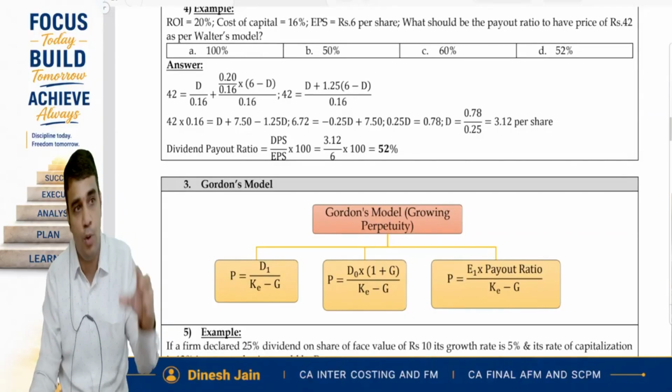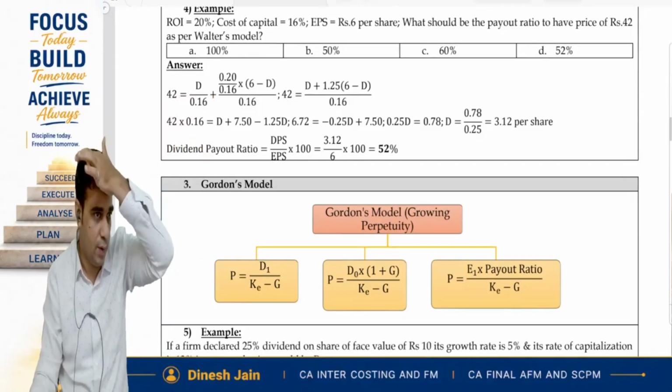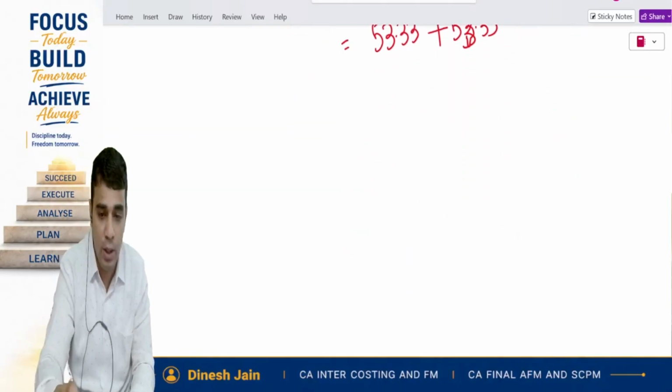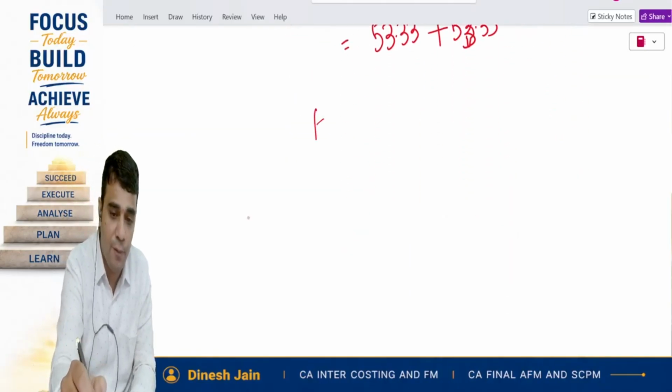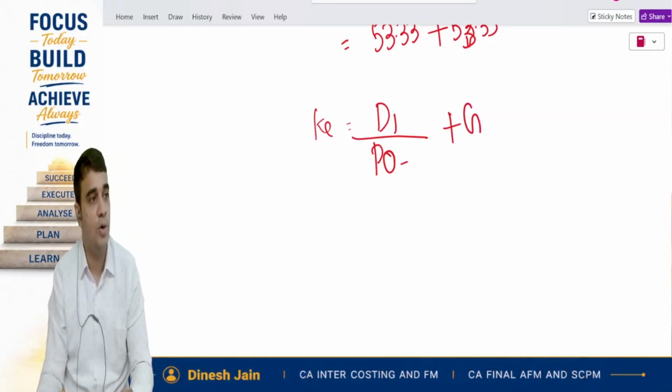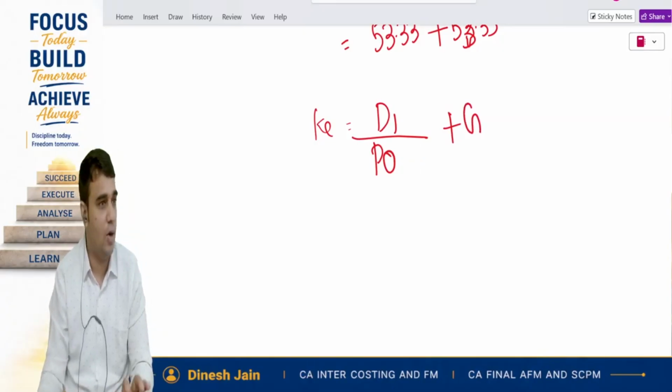Once I discuss both the models, I'll be going back to question solving, okay? So coming to Gordon's model, this is not a new formula. Tell me the formula for cost of equity which we learned. D1 by P naught plus growth. There used to be minus flotation cost, but ignore that for the time being. Flotation cost and all will not be there in many.